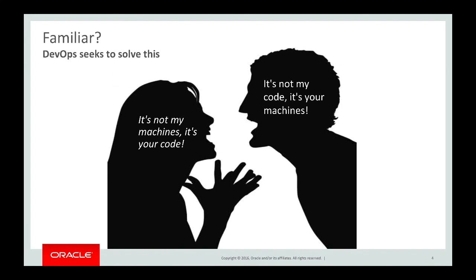So, first question, what is DevOps? DevOps target is to solve this very common issue between development and operation business units. As you can see on the left, we have an admin saying, hey, it's not my machines, it's your code. While on the right we have a developer replying, it's not my code, it's your machines.